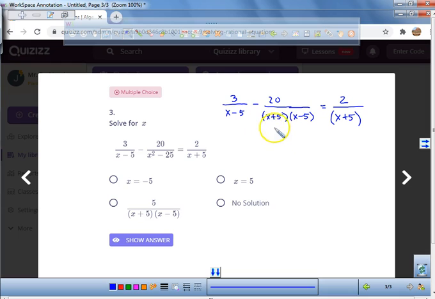Now, this is going to be my least common denominator. It has an x plus 5 and an x minus 5. So what I'm going to do is multiply this guy by an x plus 5, and I'm going to multiply this guy by an x minus 5. So here's what we're going to get.